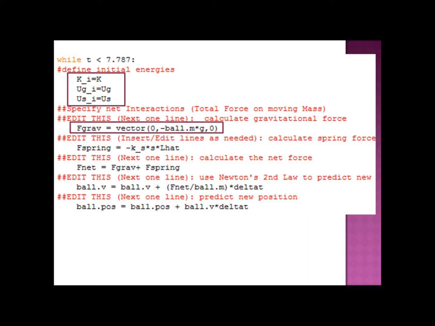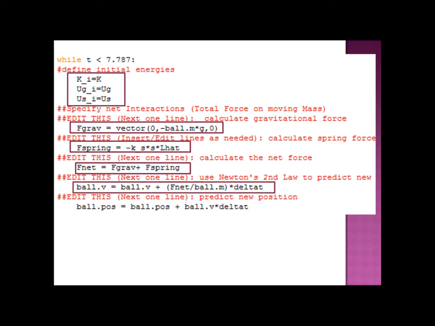So here's the gravitational force. For this I used the equation negative mg, and since it's in the y direction, it's set in the y component of the vector. Now for the spring force, I used the equation negative ks times L hat. For F net, I took the sum of the gravitational force and the spring force, and then I used that F net in Newton's second law to predict the new velocity of the spring system.